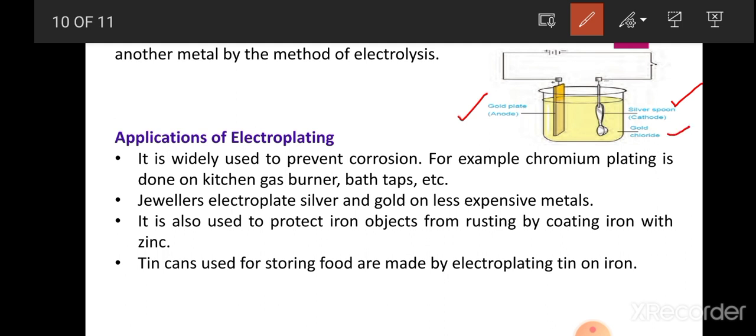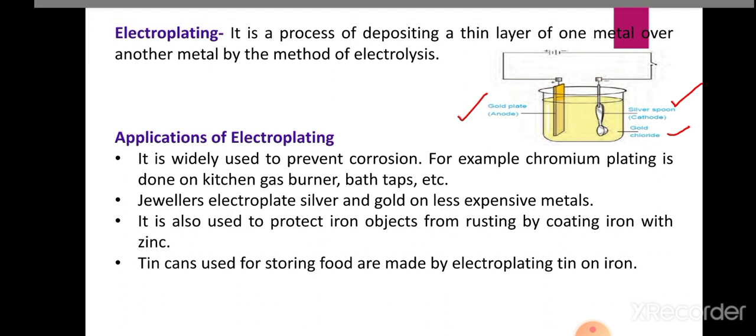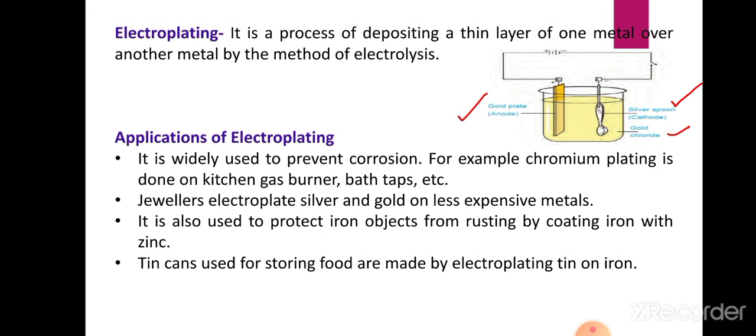So the same thing happens when electric current is passed through it: the gold plate dissolves and gold will be deposited over the silver spoon, that is the cathode. It will be deposited on the spoon, means it will make a layer on the spoon. So this is the process of electroplating. Now what are the uses, means what are the applications, of electroplating? Electroplating is widely used to prevent corrosion.